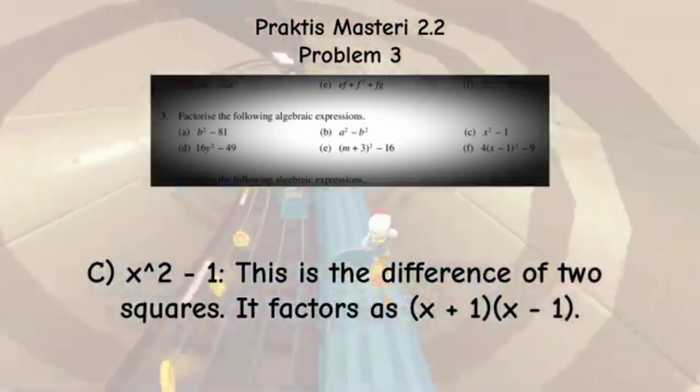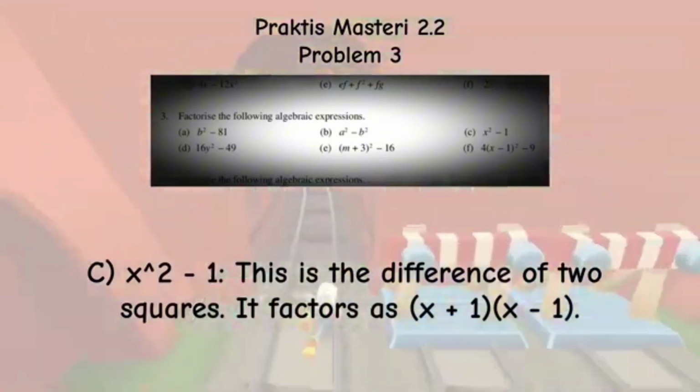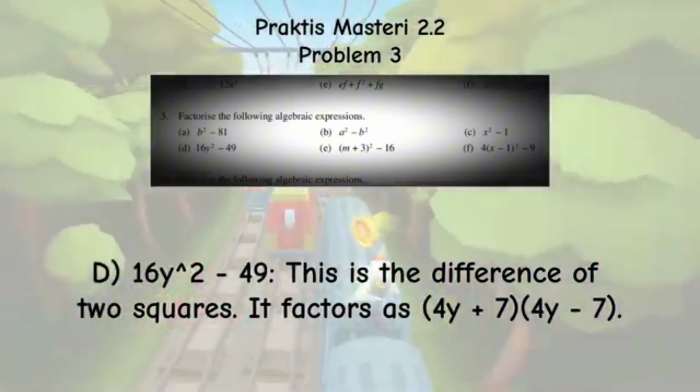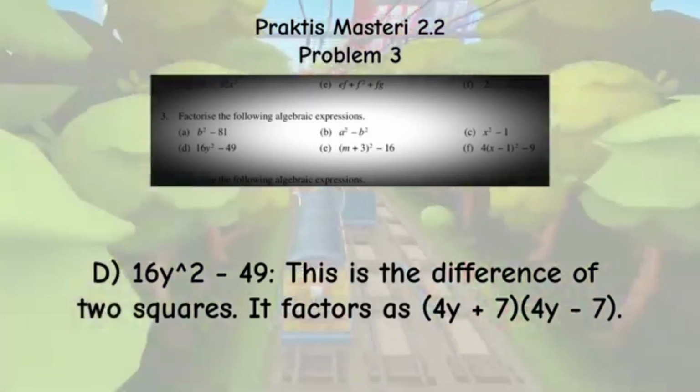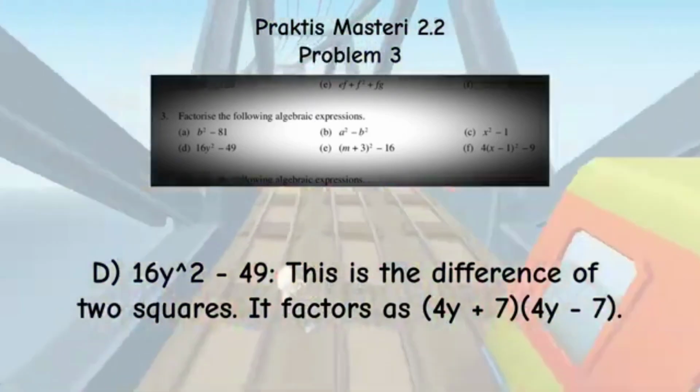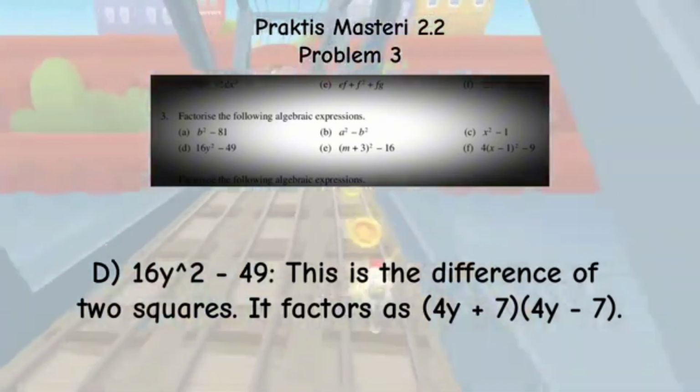C. x² − 1. This is the difference of two squares. It factors as (x + 1)(x − 1). D. 16y² − 49. This is the difference of two squares. It factors as (4y + 7)(4y − 7).